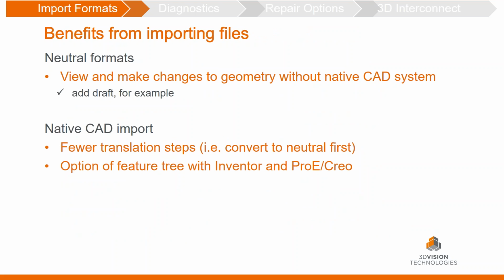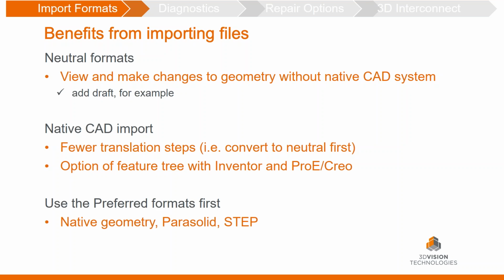With the native CAD file import, as I mentioned, there are fewer translation steps. So we can go directly from the native file directly into SOLIDWORKS, and we get the option of trying to create a feature tree with Inventor and Pro-E. Now I say trying because it's not always successful. When it works, it's great, but we'll talk about why that might not be possible in a minute. And then finally, we want to remind you to use the preferred formats first. Get the native geometry if you can. If you can't, use Parasolid, and then third on the list is the STEP format.